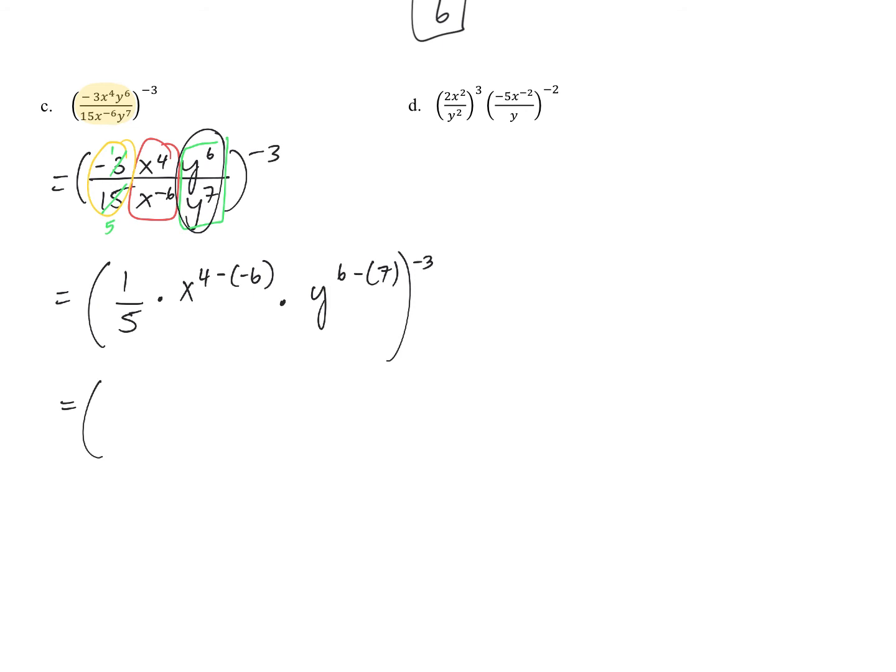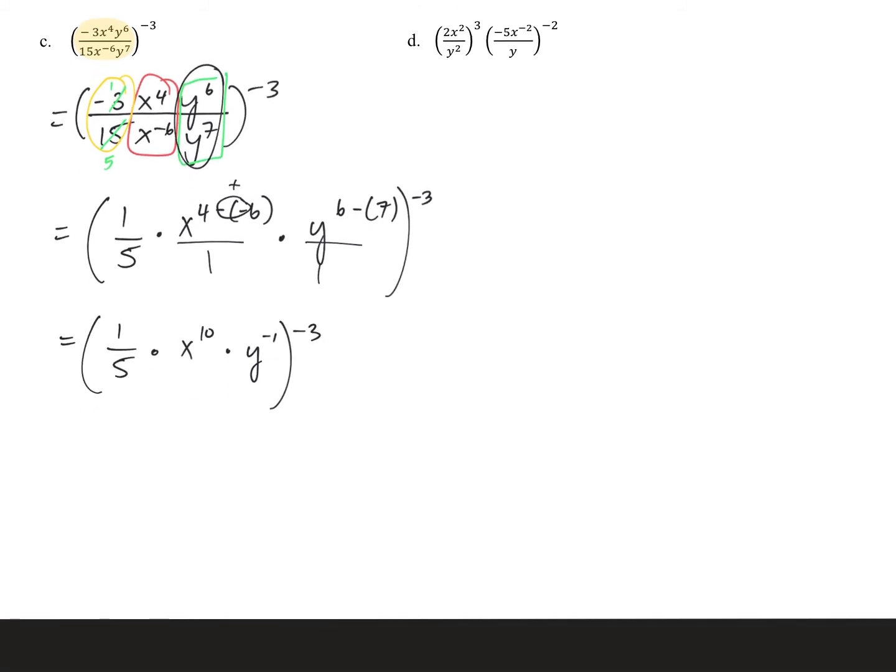Alright, so then we have, well, these technically, you can still put these over 1 if you would like to. We have 1 to the 5th power times. So that becomes an addition there. So that's going to be x to the 4 plus 6 is 10. Times y to the 6 minus 7, that's going to be negative 1. And that is still to the negative 3rd power. Alright, and then multiplying all of these together, we get x to the 10th, y to the negative 1 over 5. All to the negative 3rd power.